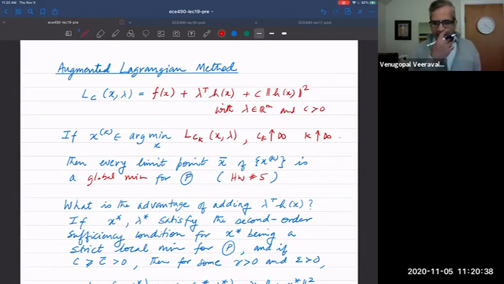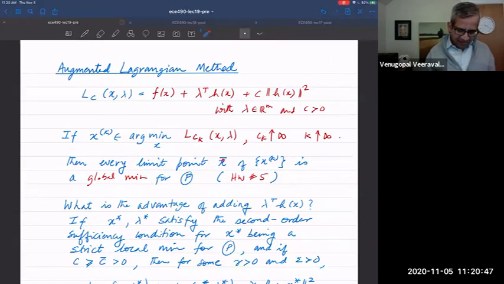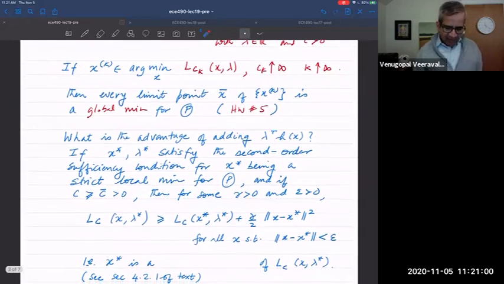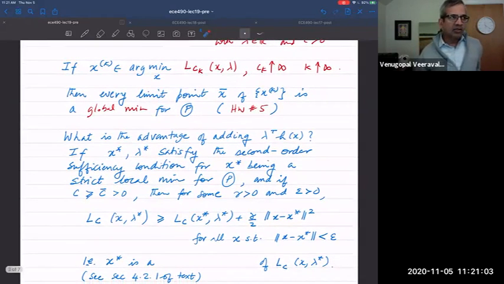Then what's the advantage of adding this term? Because if you're going to let ck go to infinity in order to get the limit point be a global min of P, then you got that already without having this term. So what's the advantage of adding it? The advantage is that this lambda can be chosen close to the Lagrange multiplier corresponding to the optimum.